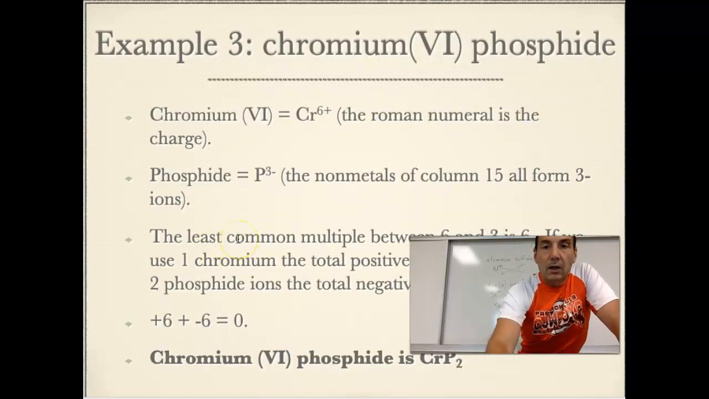Okay, chromium 6 phosphide. Okay, so chromium 6 is plus 6, Cr 6 plus. Phosphide, being in group 15, is always negative 3. Okay, so we have 6, we have 3. The least common multiple is 6. So I have 1 chromium that gets me to 6, but I need 2 phosphides to get me to negative 6. So my formula is CrP2. Okay, so that's really all there is to this part.